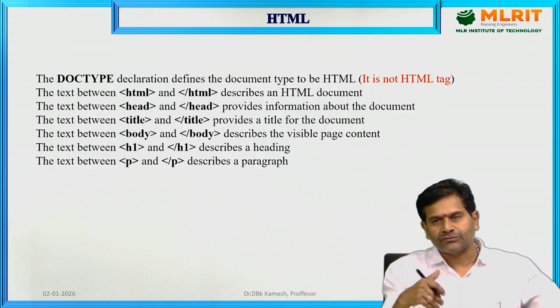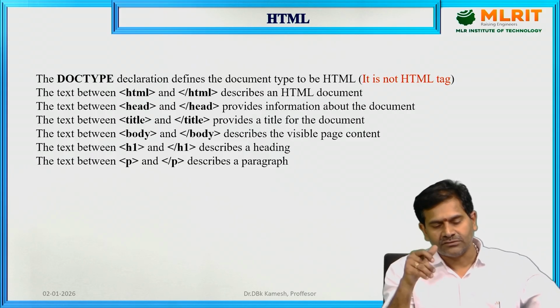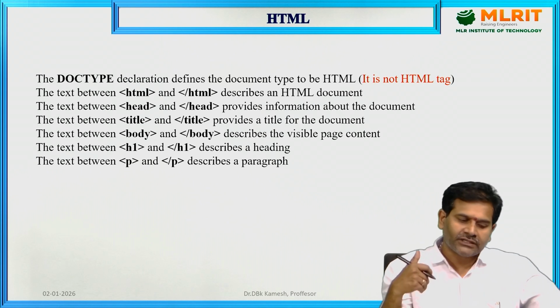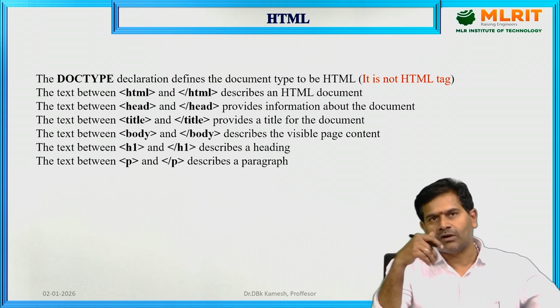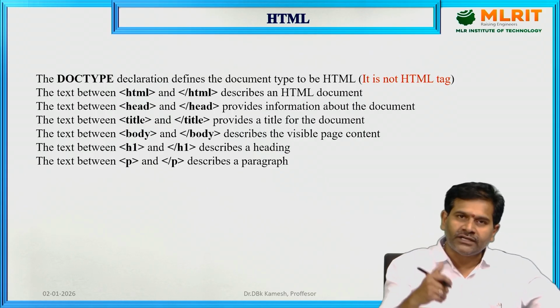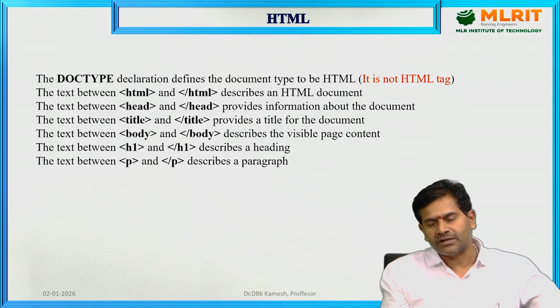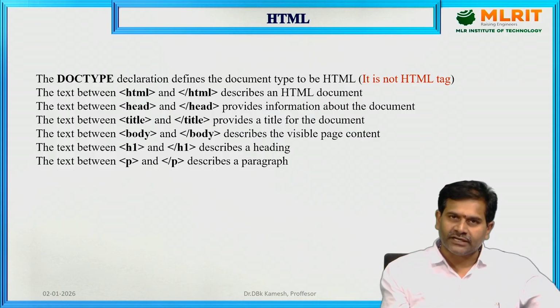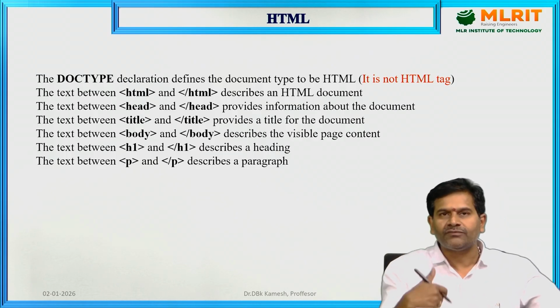First we need to write the document type declaration, which is not a tag, but we need to write it first. After that you write the HTML tag. Inside the HTML there are two halves. One half is the header part, the second one is the body part. In the header part you write your title, which provides information about the document. Whatever describes the visible content of the web page, we use in the body part.